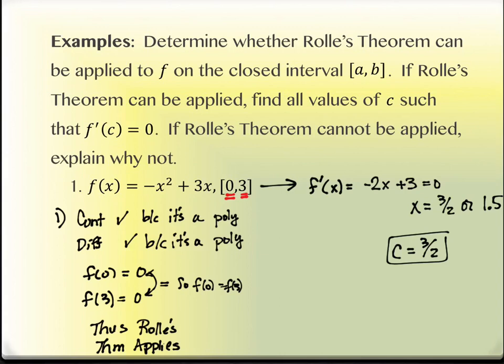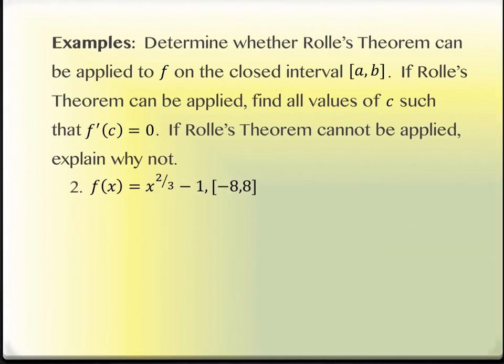Is that all good? Okay, same directions. Take a look at this next one. We're going to determine whether it can apply, right? And then we're going to find it if it can, or explain why it can't if it can't. So does anybody know what this graph might look like? Or maybe you know a different way of writing it out so that you can see it easier. Rational exponents are probably not ones that are in our memory bank of how they look.